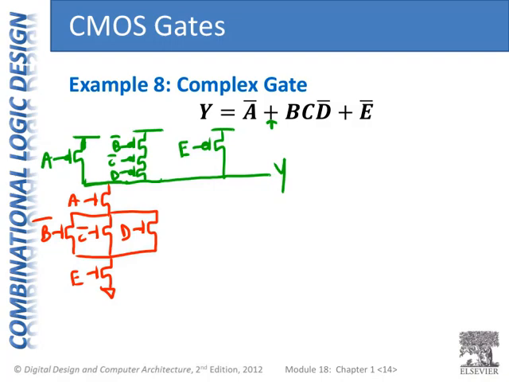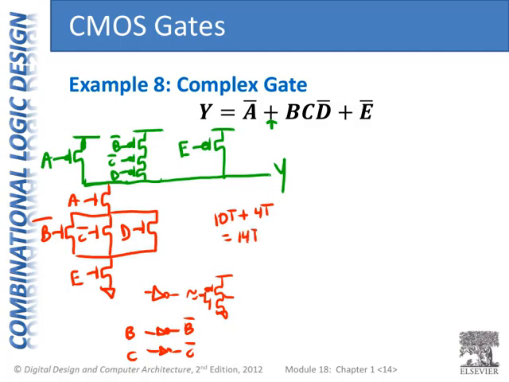But again, remember B bar and C bar, we don't get those for free. And so we can draw it once and say this inverter is equivalent to this. So I know what the transistor level view of an inverter looks like. And we need 2 of those inverters to get B bar and to get C bar. So this gate has 10 transistors for the function, plus another 4 transistors to get inverted inputs. And so we have 14 transistors for this complex gate.